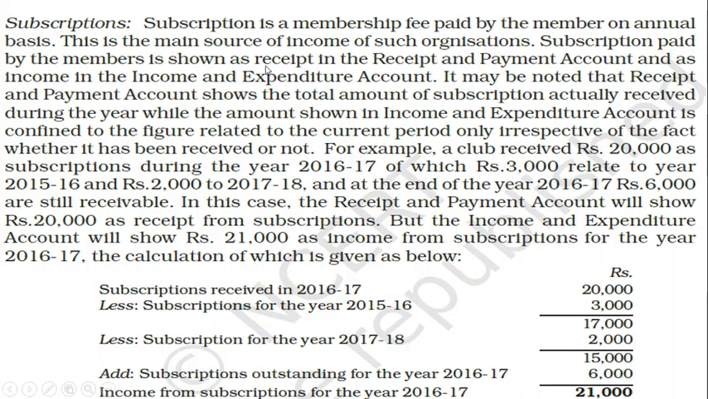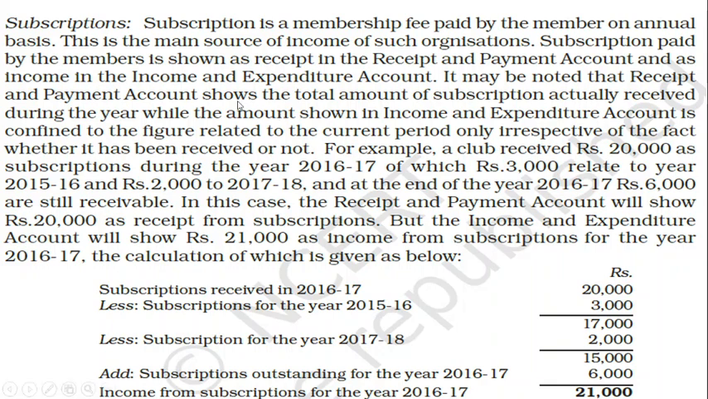When the word says receipt, that means the subscription which is received irrespective of the year, whether it is of the current year, previous year, or next year. So the amount which is received is recorded in the receipt and payment account. On the other hand, in the income and expenditure account, you record only the income part of the current year. And so we need to calculate the income of the current year, that subscription amount as an income.